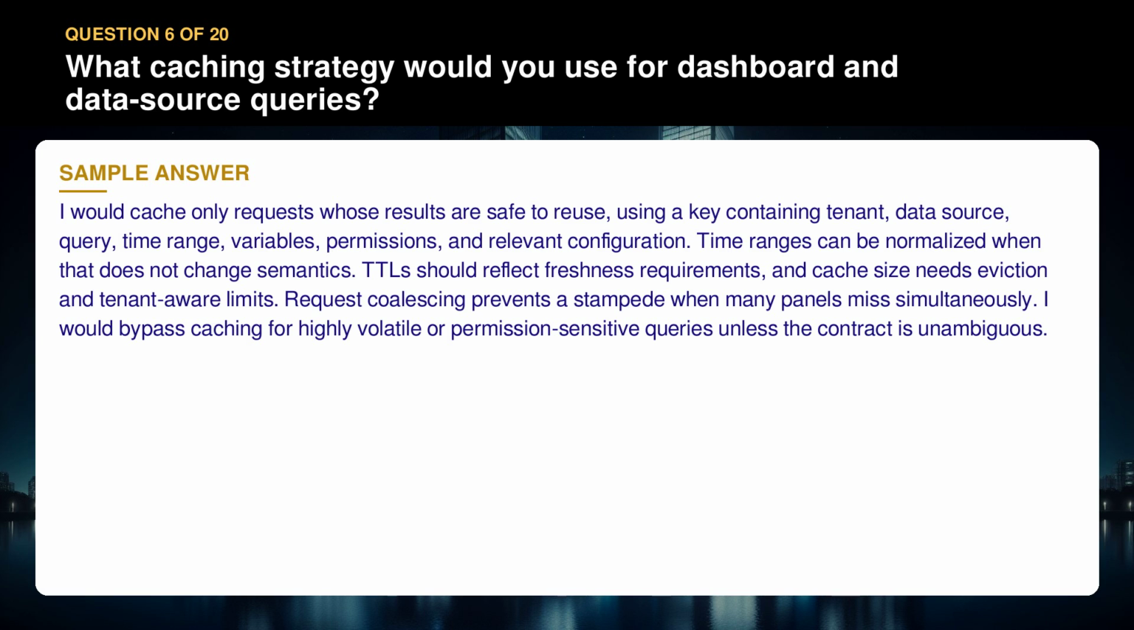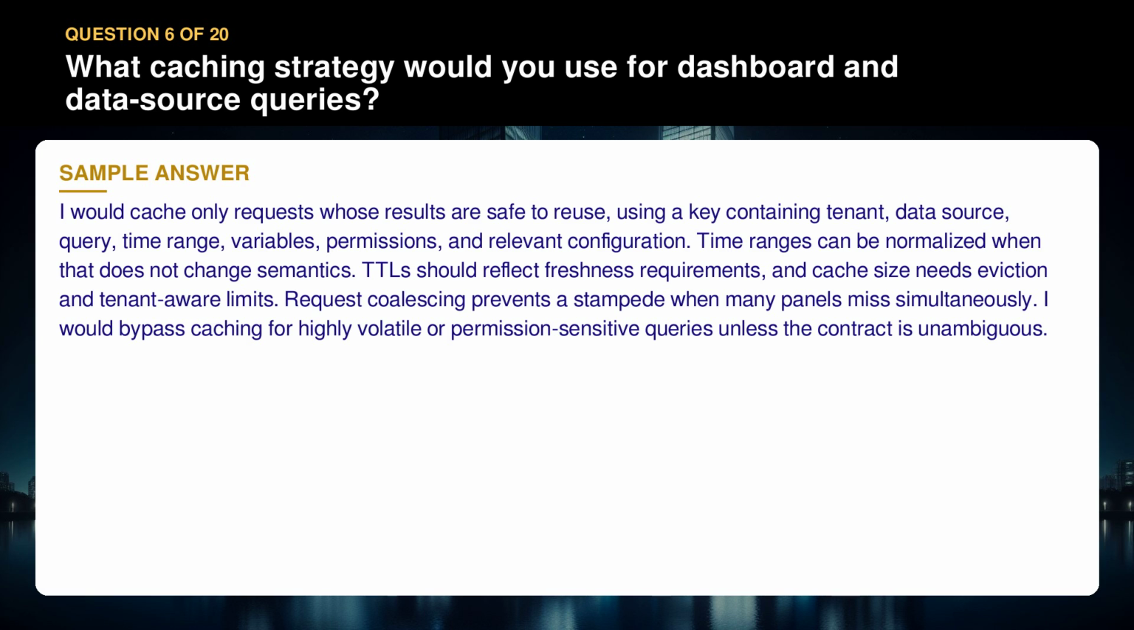Question 6. What caching strategy would you use for dashboard and data source queries? I would cache only requests whose results are safe to reuse, using a key containing tenant, data source, query, time range, variables, permissions, and relevant configuration. Time ranges can be normalized when that does not change semantics. TTLs should reflect freshness requirements, and cache size needs eviction and tenant-aware limits.